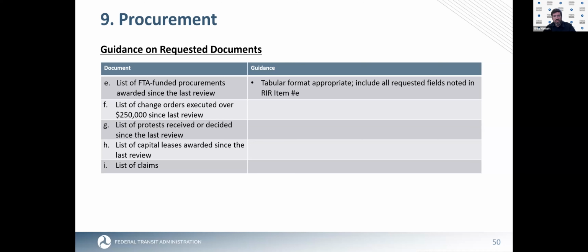Moving on to item G, if you've received any bid protests or just other protests related to procurements that your organization has conducted, that's something the RIR is asking for, you provide that.